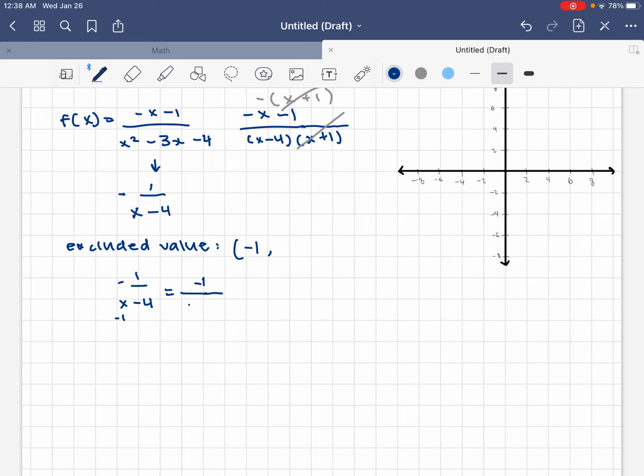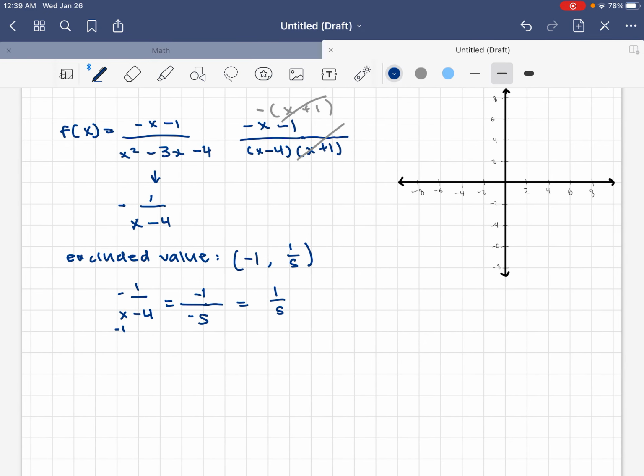Okay, so it'd be negative 1. So it'd be negative 5 equals 1/5. So this is our hole. So I'm going to draw our hole: negative 1, 1/5.